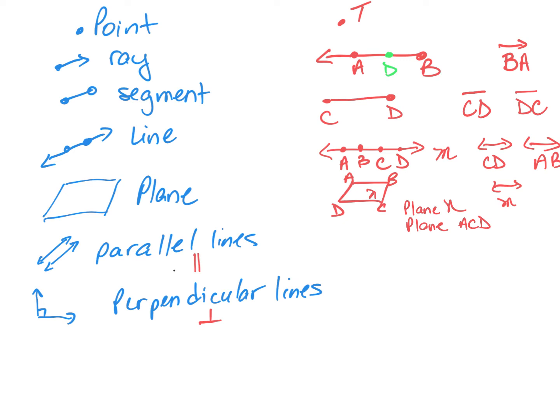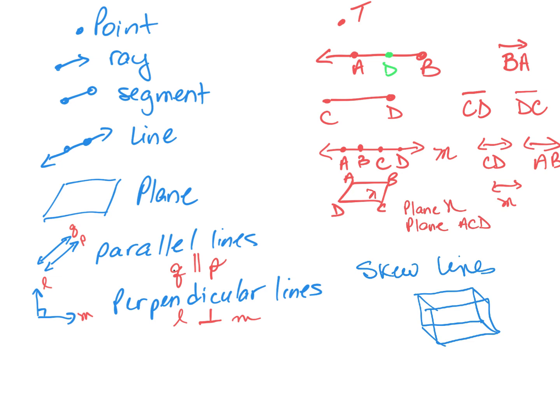And they use an upside down T to show that 2 lines are perpendicular. So if I have line L and line M, I would write line L is perpendicular to line M, okay? If this was line Q and P, which I don't use that much because they look alike to some people, line Q is parallel to line P.